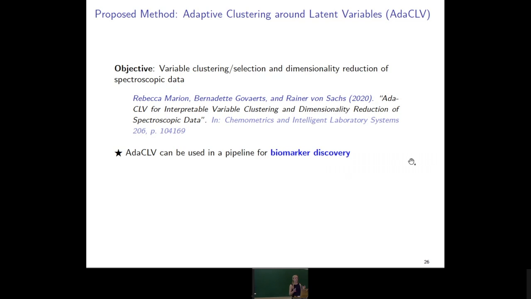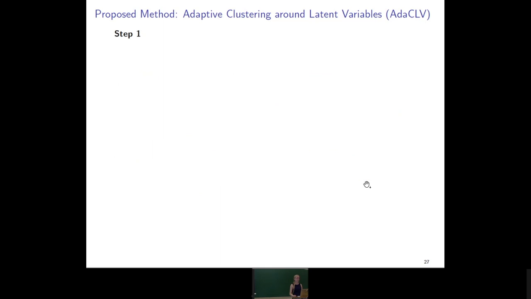And I'm going to explain how ADA-CLV can be used in a pipeline for what's called biomarker discovery. So another vocabulary word. Biomarkers are biological variables that can be used to predict disease, development, or progression. So these are basically the relevant variables in a problem where you want to predict sick versus healthy, or whether someone's going to get sicker.